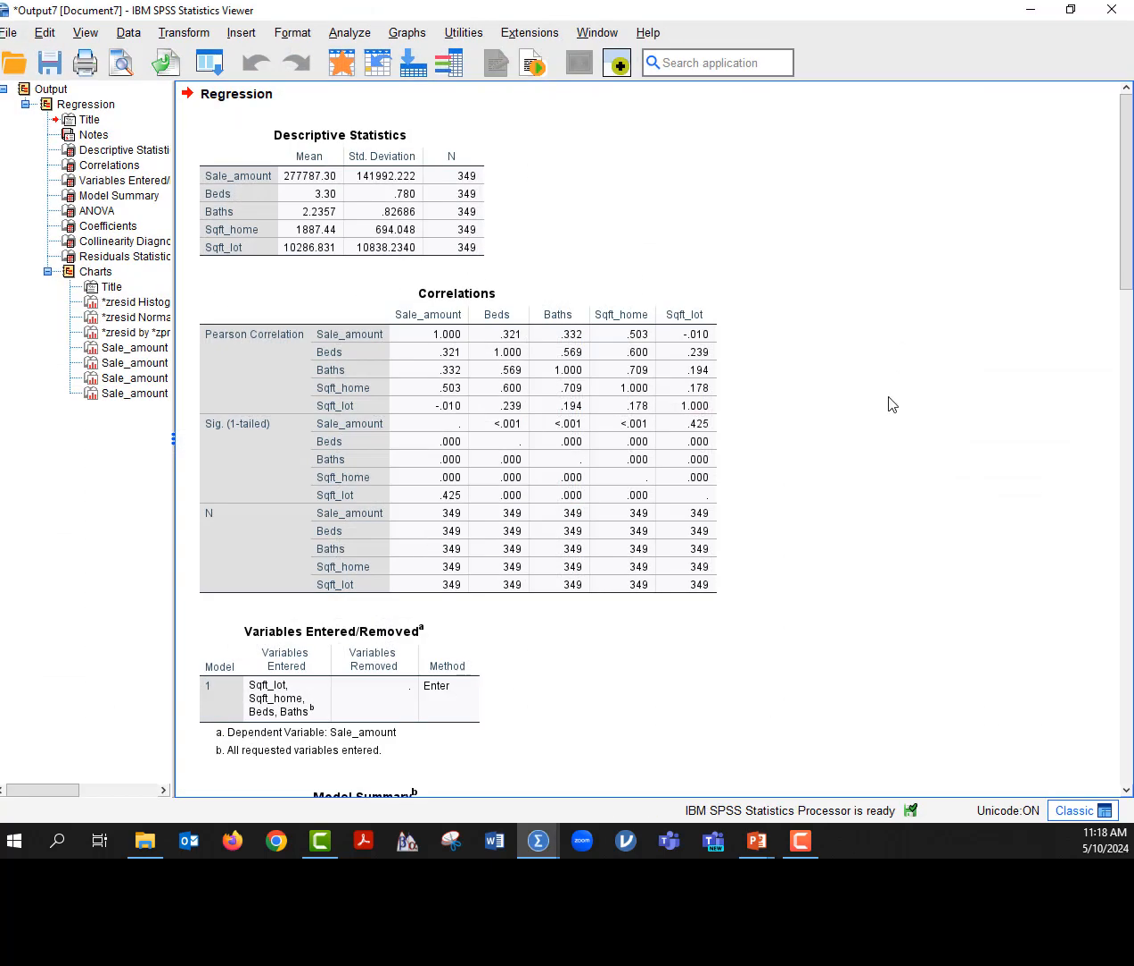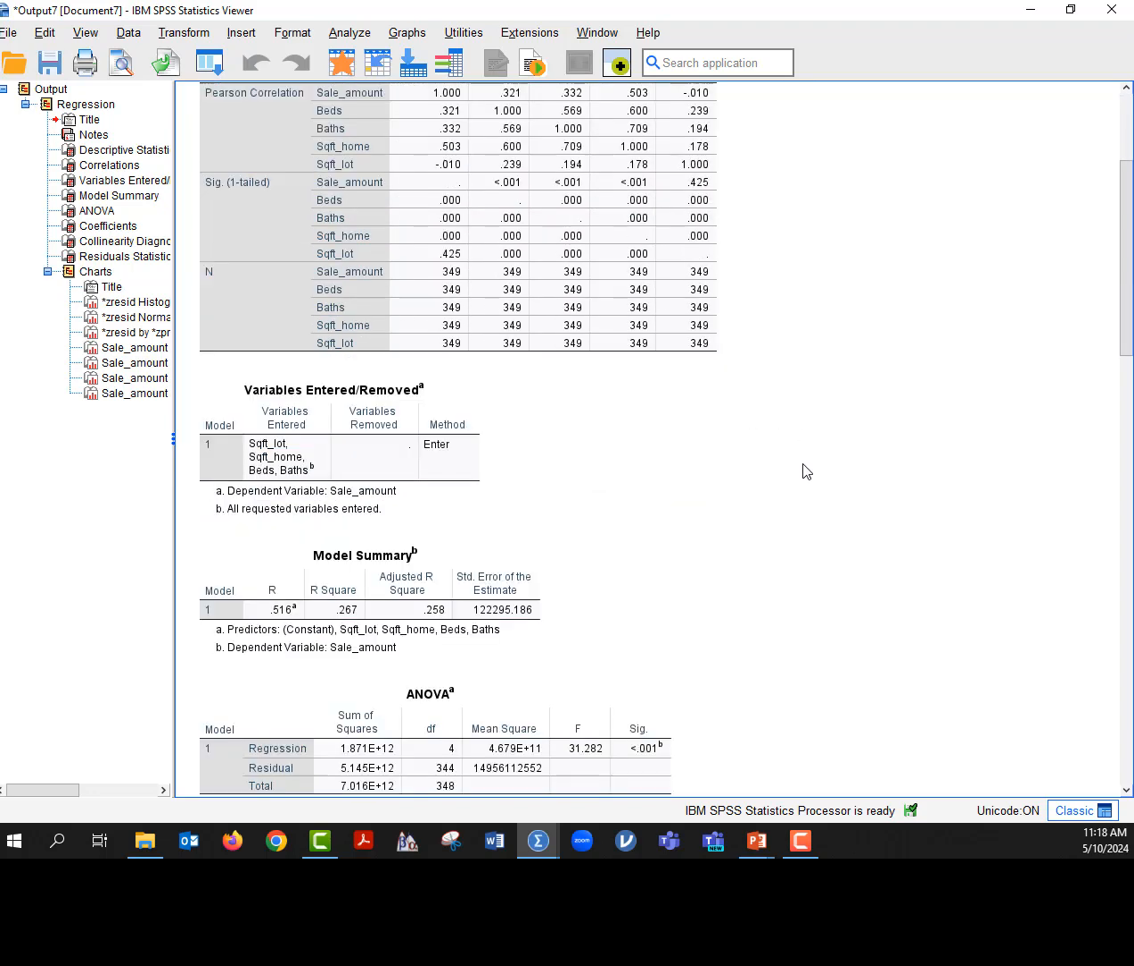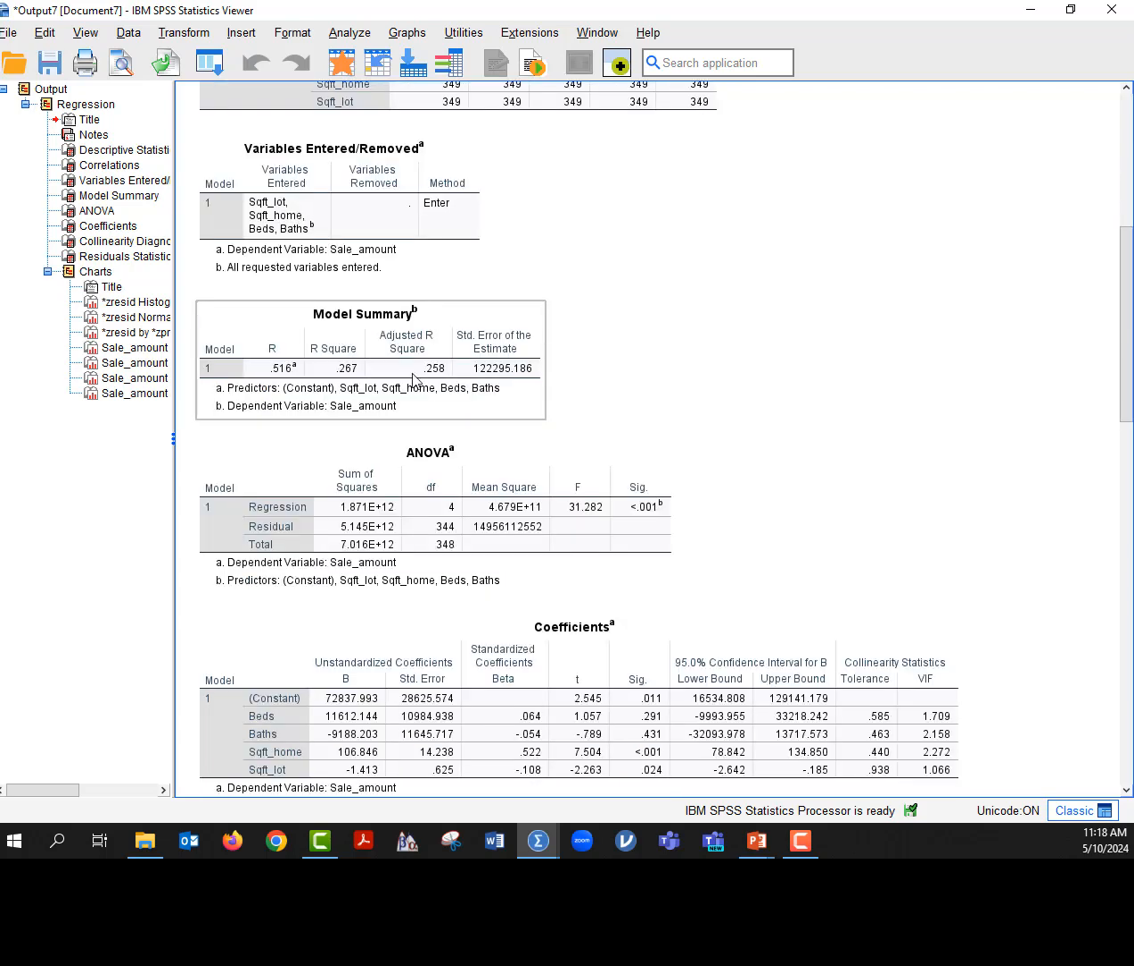We can see the descriptives again. We see correlations, which we didn't ask for, but it provides for us. Only one correlation is at all high, with baths with square foot home, but it's not problematic, so I don't think we have a multicollinearity issue. The model summary is important because we're going to look at this adjusted R-square, and we're going to look at the standard error of the estimate. We want the error to go down and the adjusted R-square to go up as we adjust our model.